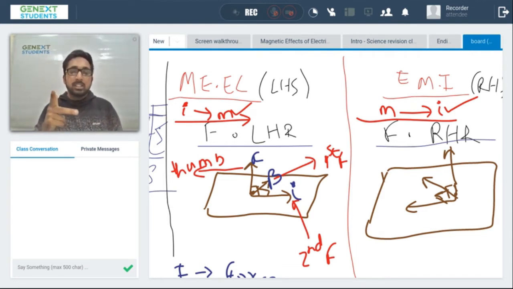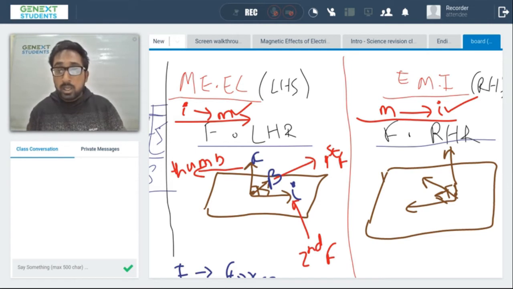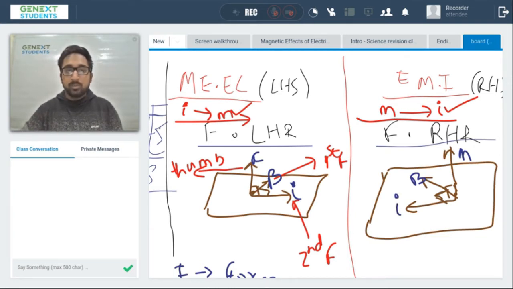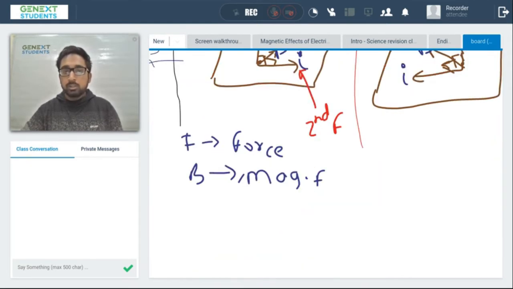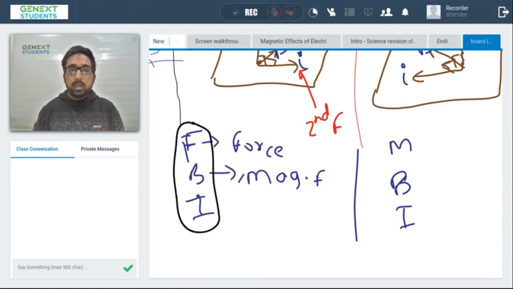Again, in this part, what do we see? It is again FBI. Here it was force, and here we get the motion. Motion, B and I, right? So what is the basic difference between these two? The formula there was FBI, memorize this by heart. Here the formula is MBI. The formula there is FBI and the formula here is MBI.